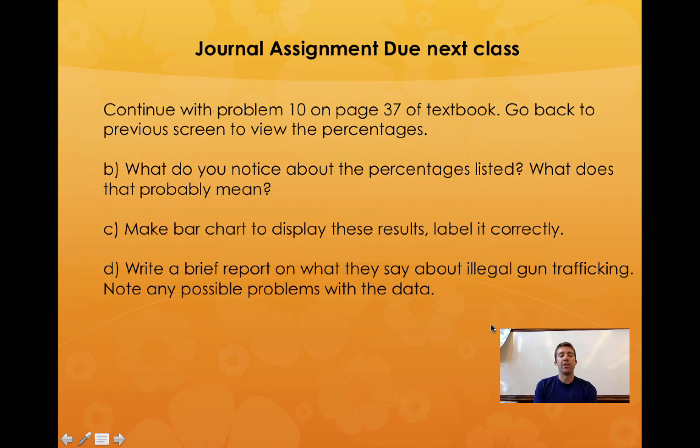All right, so since it's pretty self-explanatory, you guys already know what the 5 W's are. We're going to work on our journal assignment for next class. Okay, I want you to continue with problem 10 on page 37. We already went through the who, what, where, when, and why. So from that, I want you to start figuring out what you notice about the percentages and what that probably means. And then, connecting from last class, I want you to make a bar chart to display these results and make sure you label it carefully. Okay? And then write a brief report about what they say about illegal gun trafficking. This is where you're going to need the 5 W's and the how. Okay? So make sure you do that, and it'll be due next class.